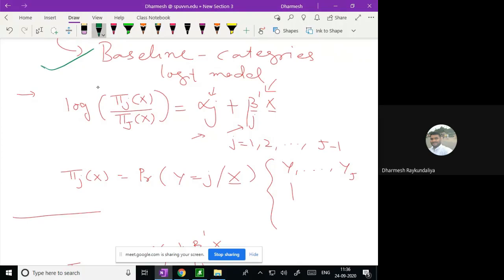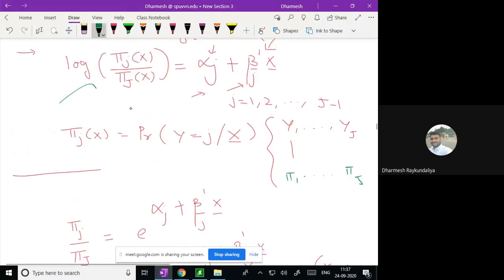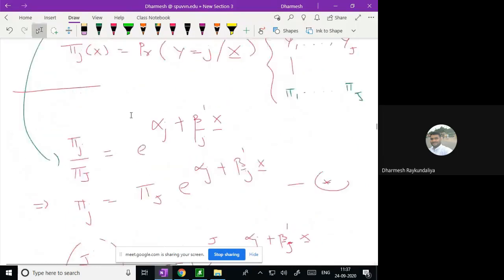Y1, Y2, Yj are the number of respondents who opt for the first category, second category, up to the jth category, and the corresponding pi 1, pi 2, pi j are the probabilities of the respondents falling into the first category up to the jth category. So of course, through this equation you can write this pi j upon capital pi j equal to this and this.